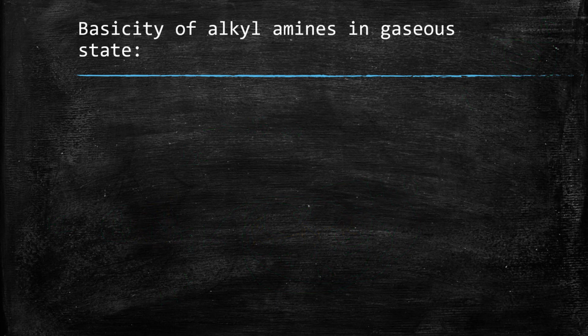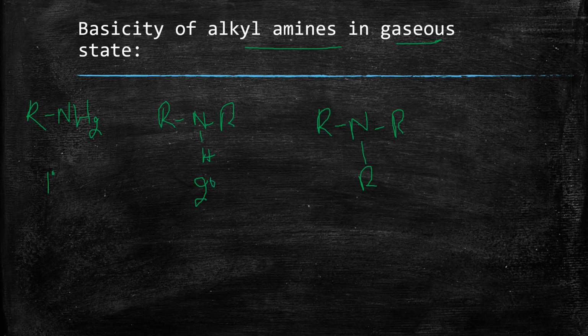After this, let's see the basicity of alkyl amines in the gaseous state, fine. So let's discuss that. RNH2, this is a primary amine. Let me take a secondary as well, R2NH, and the tertiary one will be R3N. These are the three amines, primary, secondary, and tertiary. So let's see what are the processes going on.